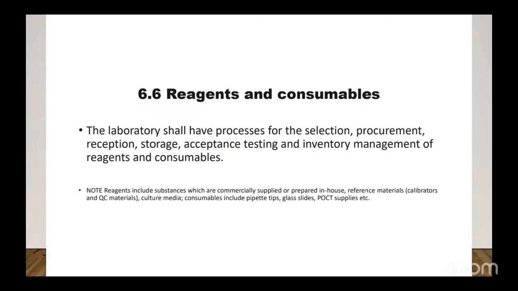So the lab should have a process. First, you should have a policy on it, then a process, SOPs for selection, SOPs for procurement, SOPs for reception, SOPs for storage, SOPs for acceptance testing, and inventory management of reagents and consumables. Or you could have it in the form of a manual, depending on what is acceptable to you. Are we communicating?